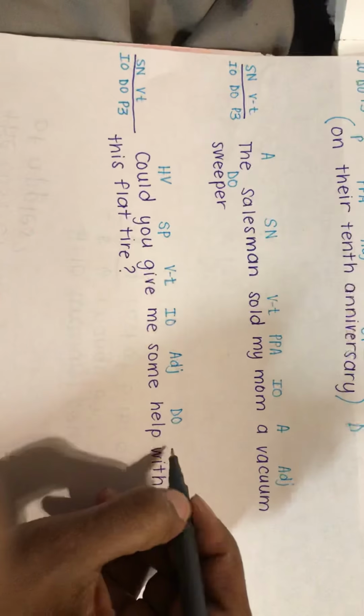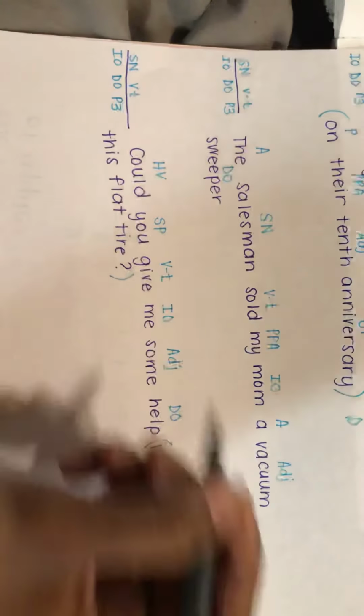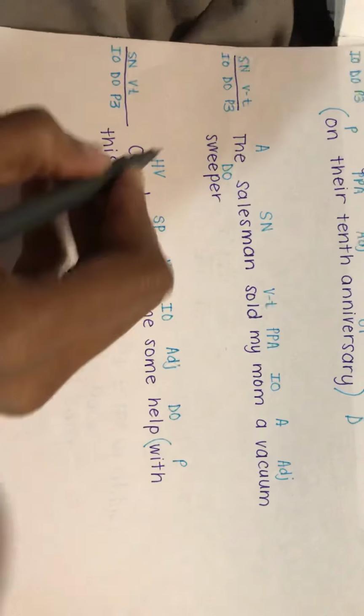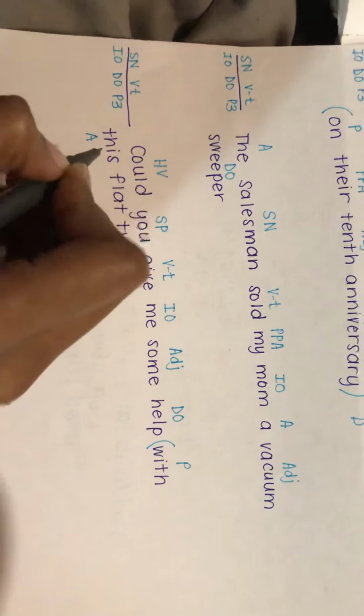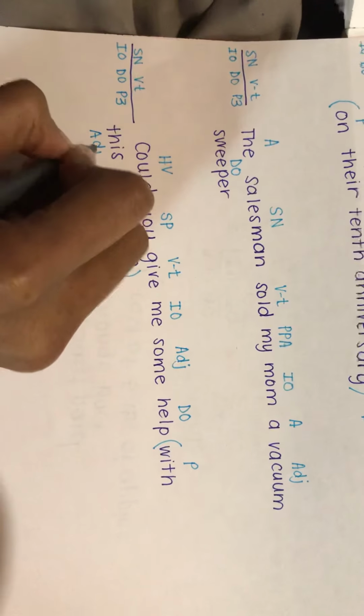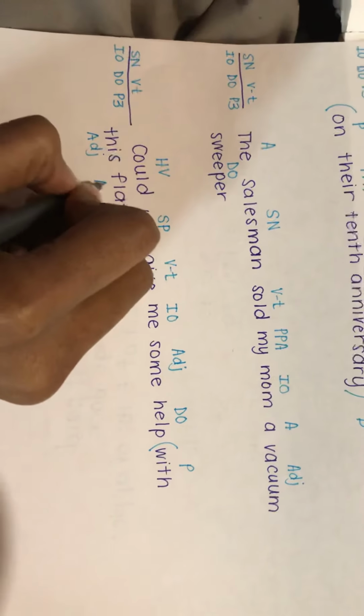With this flat tire. This is our prepositional phrase. With is our preposition. This is our, and I'm going to have to print it at the bottom, our adjective. Flat is our other adjective. Tire, opposite of our preposition, always at the end, is our object of the preposition.